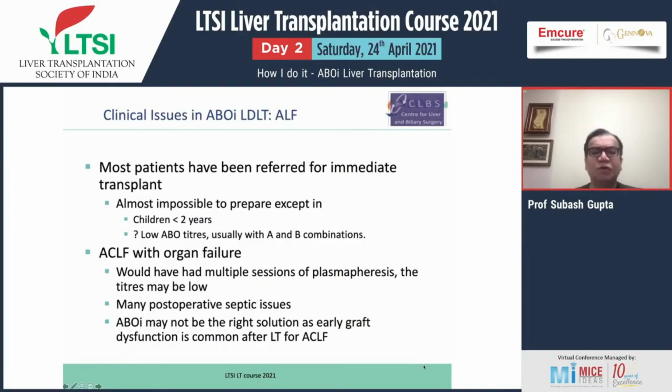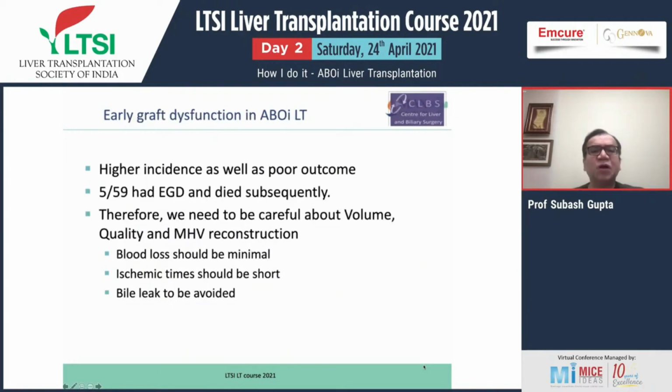Then ACLF with organ failure, there's one big advantage here because many of these patients have had multiple sessions of plasmapheresis and their indirect hemagglutinin titers may be low. But these are patients who also have a very high proportion of early graft dysfunction, and I'll share data with you later on. If after ABO incompatible liver transplantation they have early graft dysfunction, then usually we cannot save these patients. So early graft dysfunction in ABO incompatible liver transplantation, from our own series, has a higher incidence as well as poor outcome.